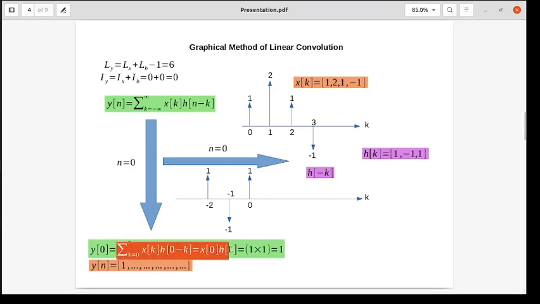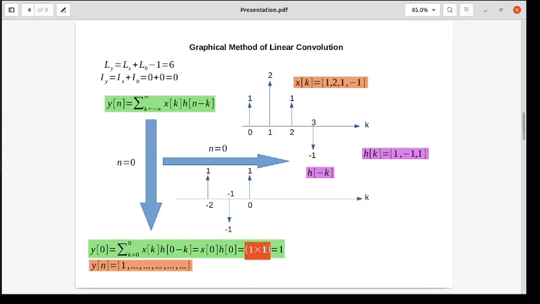We are not interested in this portion for the graphical technique analysis, because it is required for the analytical method, which is another technique that I'm not going to discuss here. We can directly write down the values. What is the technique? Just take a look. For the graphical technique, you just draw x[k] and draw h[minus k]. Just look at the picture.